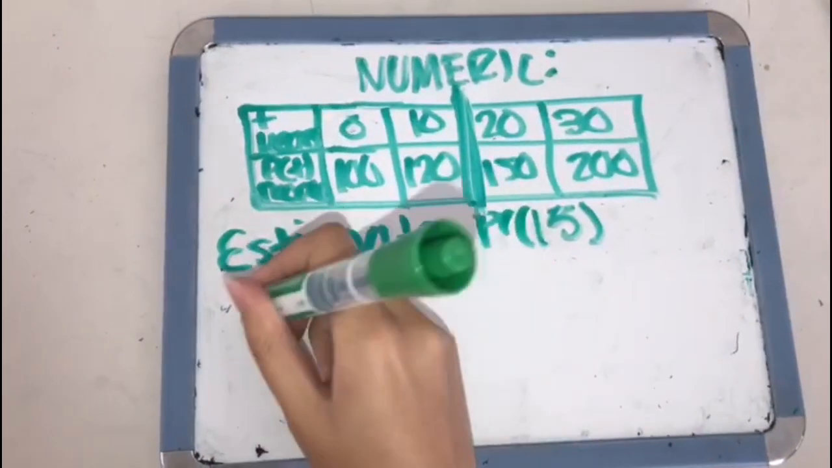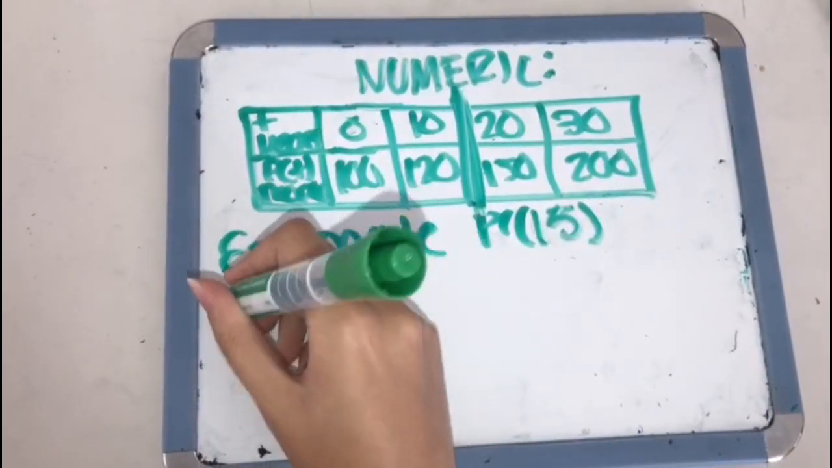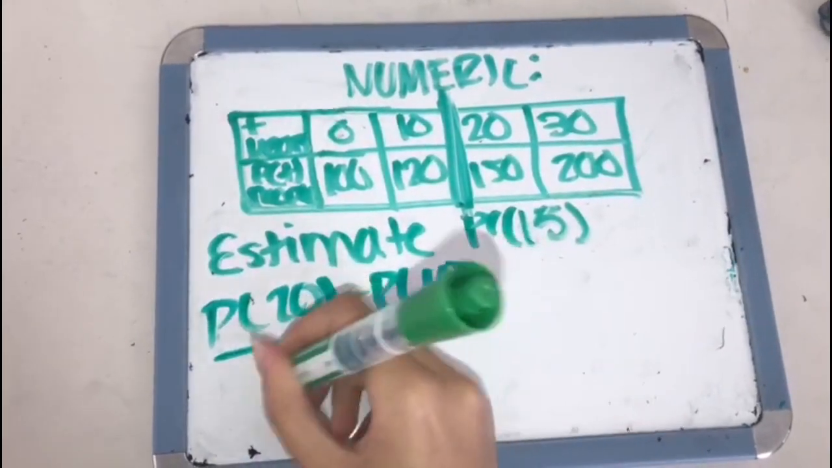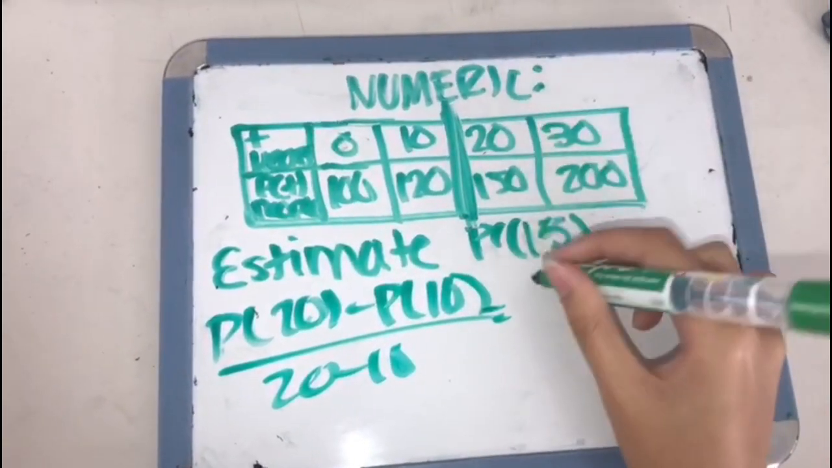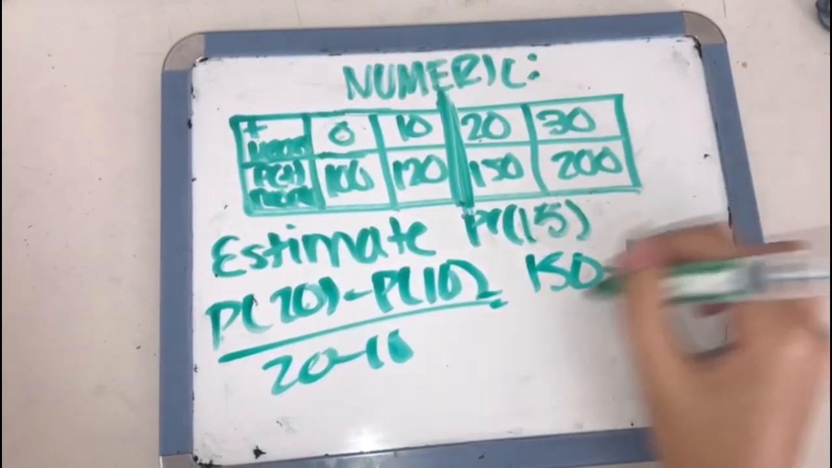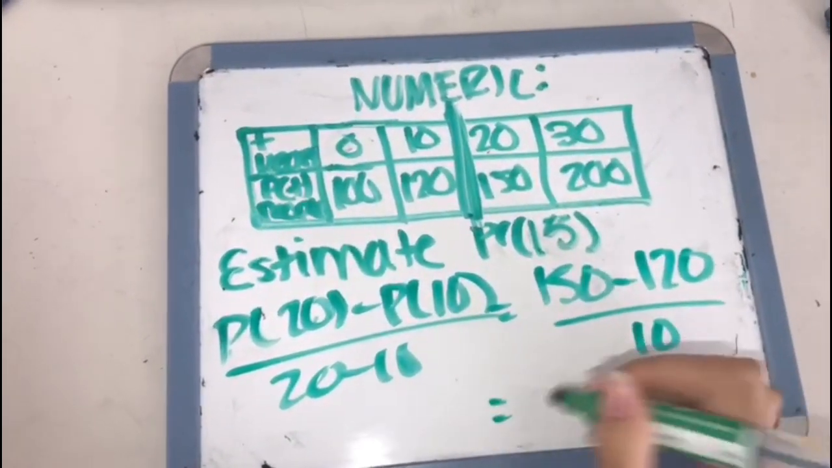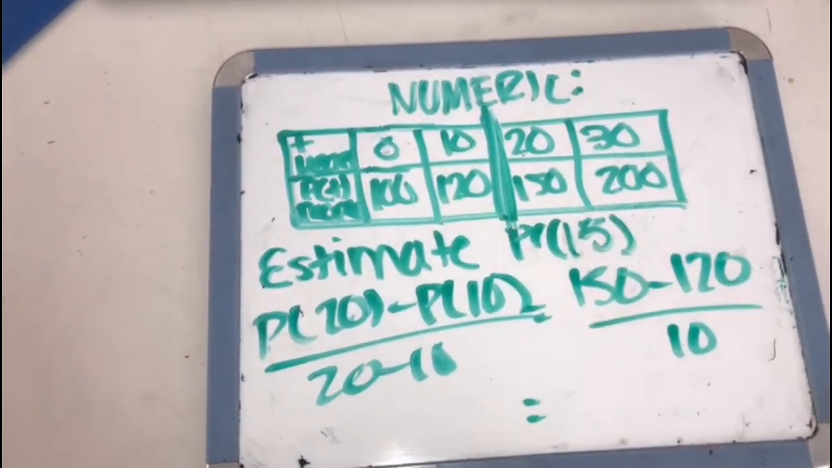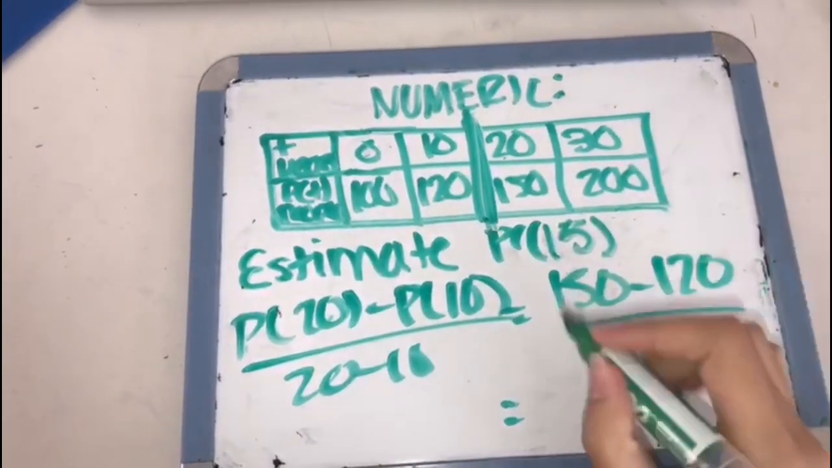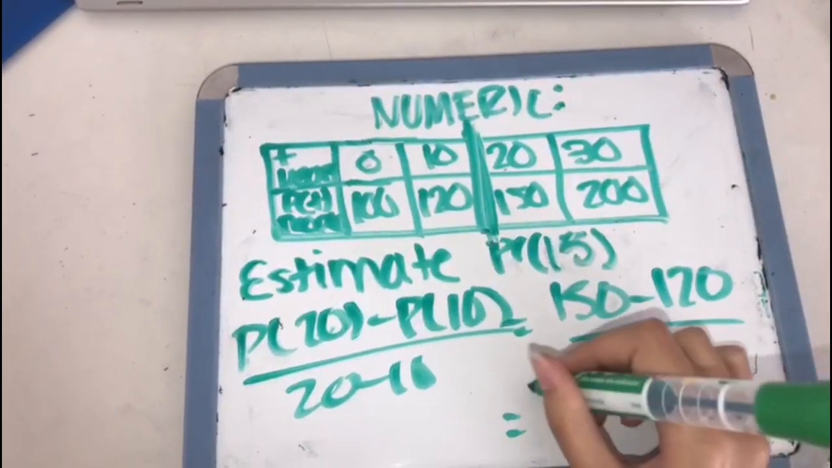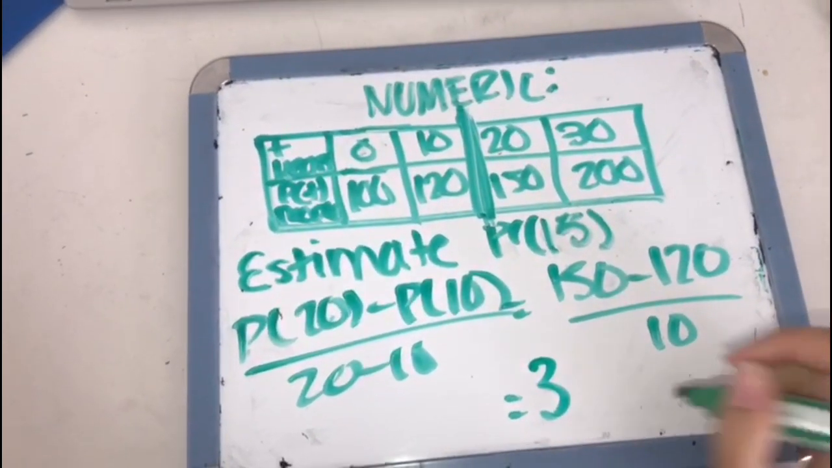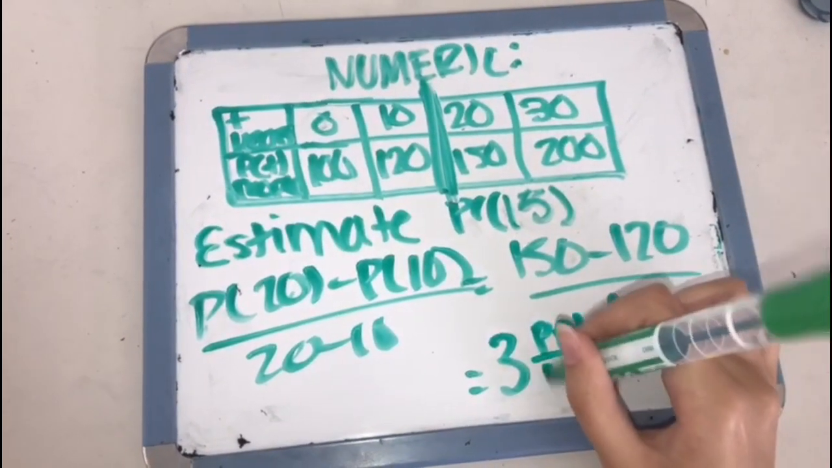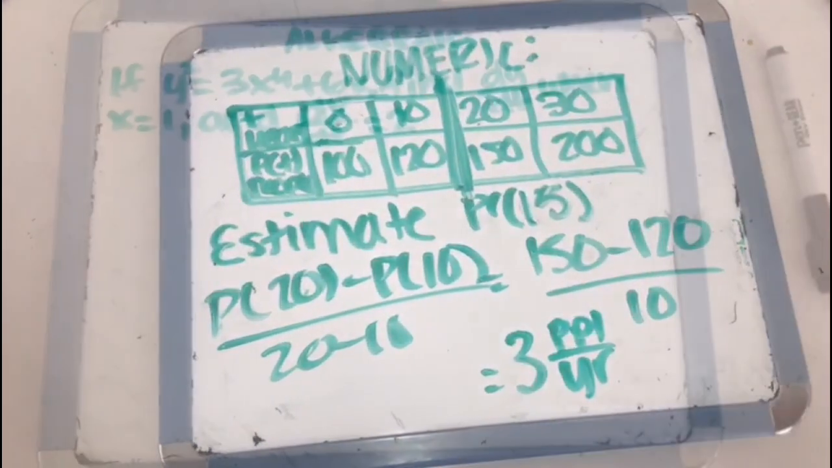So let's start with the formula. P of 20 minus P of 10 over 20 minus 10 equals 150 minus 120 over 20 minus 10, which is 10. So if you think about it, 150 minus 120 would be 30 over 10. Okay, so that will be basically 3. If you calculate that, it would be 3. And then obviously include the units, which would be people per year. And this is your answer for this problem.